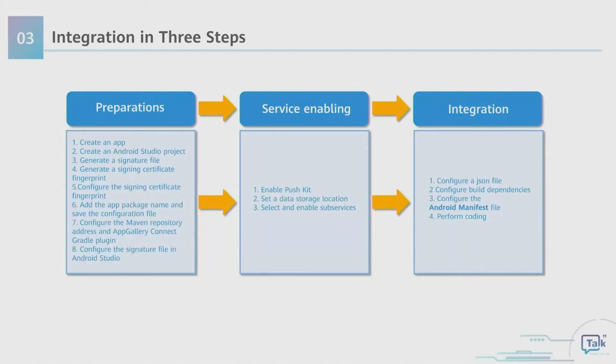After the Android project is ready and configured, we'll need to enable the Push Kit service on AppGallery Connect, select a data storage location, and optionally enable subservices, such as message receipt, pushing on iOS and web, and uplink message receiving. And then we can download a JSON file from the console which verifies our app's identity, and start adding Push Kit's dependencies and code into your project. For now, I'll show you the configuration on AppGallery Connect.